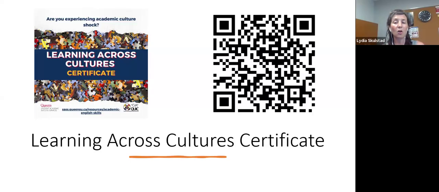And so it can help you build your confidence and develop the skills and strategies that you need to be academically successful at Queen's. Through the certificate, you also get to try out some of the support services that are available to you. And attending today's session meets one of the requirements of the certificate. If you're interested, the QR code is there. And later on in the Q&A session, I can also put the link to the certificate in the chat if you're interested.